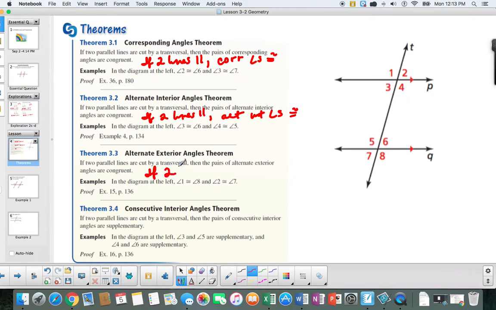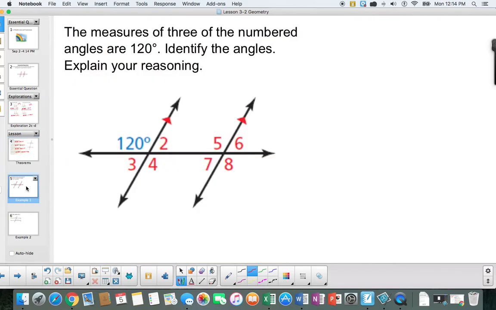If the two lines are parallel, then alternate exterior angles are congruent. And this happened for 1 and 8 and 2 and 7. The last one: if two lines are parallel, then consecutive interior angles are supplementary. So we found that 4 and 6 ended up adding up to 180, and 3 and 5. All right, these are theorems, and theorems can be proved, but let's start off with just working with it right now. So the measures of 3 of these numbered angles are 120.